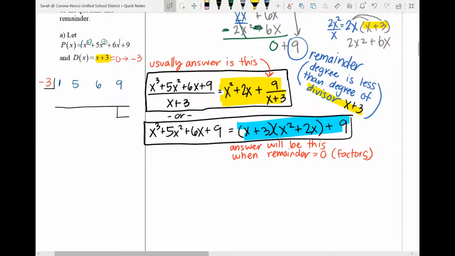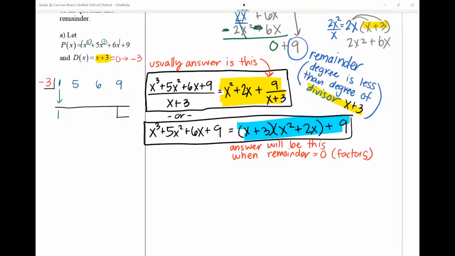So we're going to bring down the first term. So our leading coefficient is 1. And then we're going to multiply that 1 times negative 3, which gives us negative 3. We're going to add that with 5, which gives us positive 2. And then positive 2 times negative 3 gives us negative 6. Negative 6 plus negative 6 is 0. And then negative 3 times 0 is 0. And 0 plus 9 is 9.